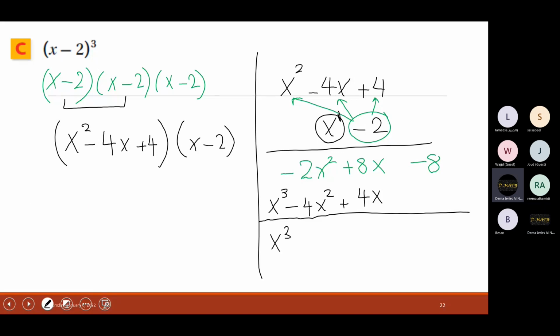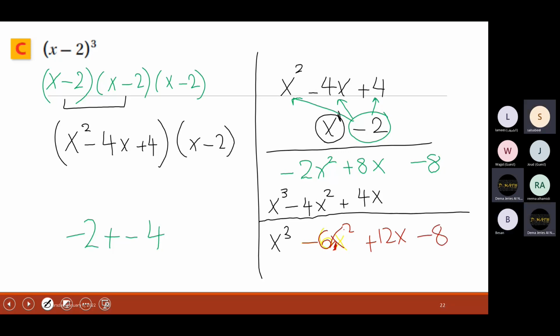Then now, here, what are the like terms? Negative 2x squared and negative 4x squared. Bravo. When you combine them together, what do you get? Negative 2 plus negative 4 will be what? Negative 6x squared. Bravo. You have the same 4x and 8x. You'll add them together. Then it will be 12x. 12x minus what? Minus 8. Minus 8. Thank you.